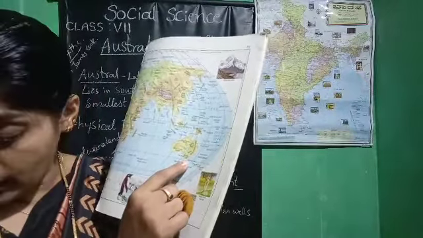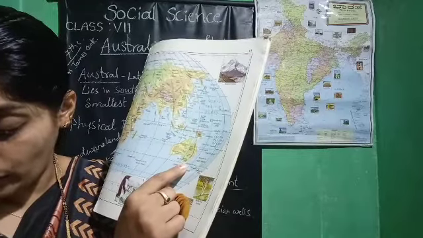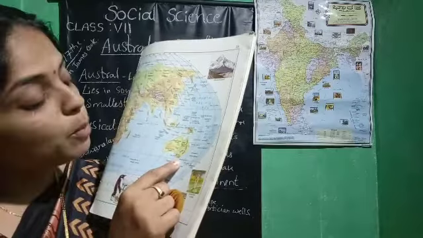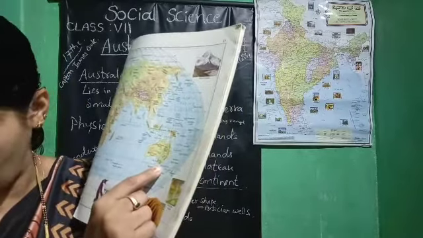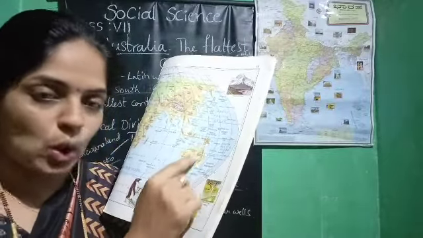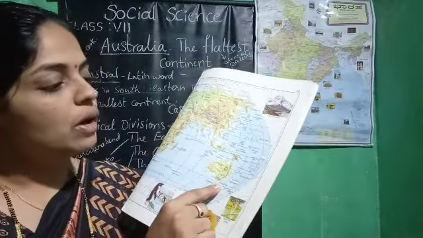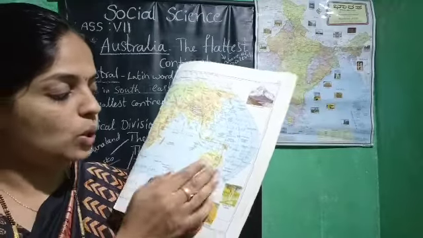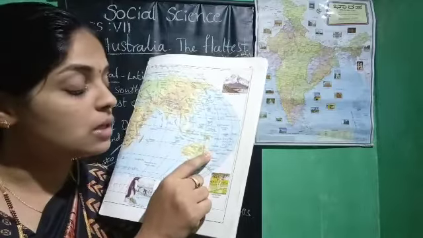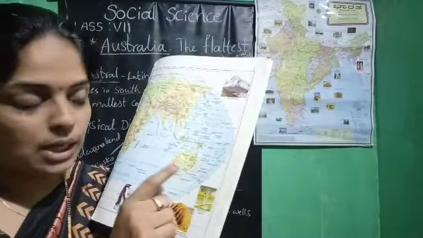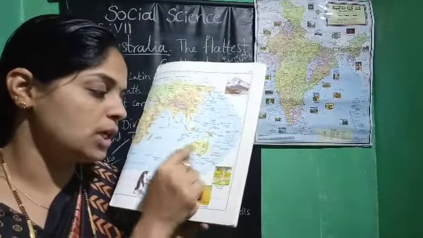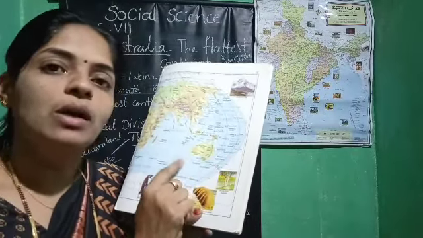Then 113.9 degrees to 153.39 degrees eastern longitude. This is eastern longitude, isn't it? So where is the equator line? This is the equator line. So it lies completely in the south latitude and the southeastern longitude. Understood? That is the location of Australia, bounded by the Pacific Ocean in the east and the Indian Ocean in the south and southwest.